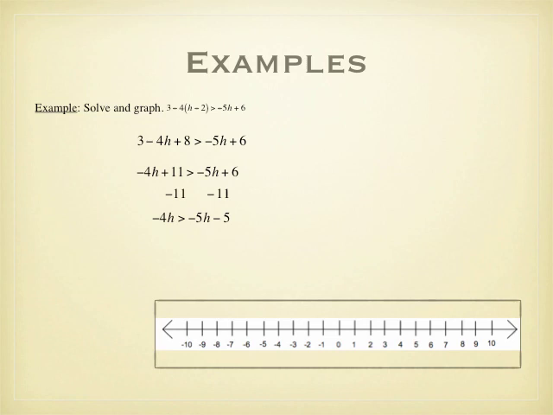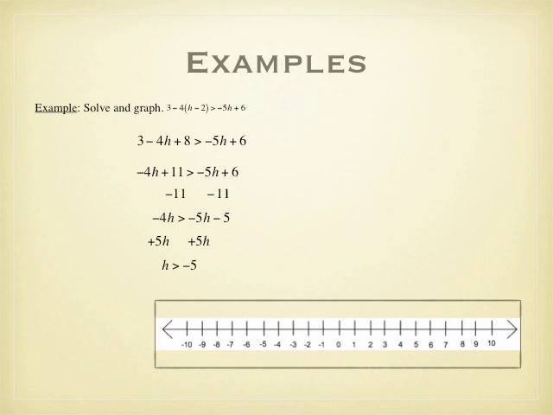Notice I did not change the direction of the inequality. With addition and subtraction, it doesn't change. It only changes if you multiply or divide by a negative number. Okay, now I add 5h to both sides. So -4h plus 5h just leaves me with h and -5 on the other side, so I'm done. h is greater than -5.